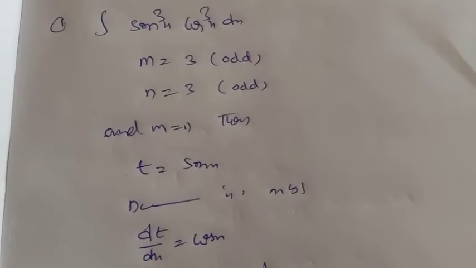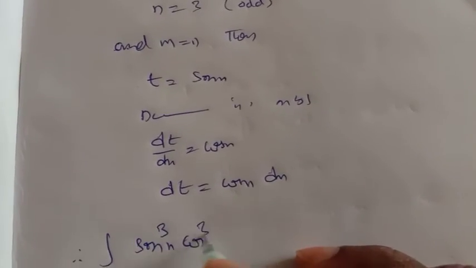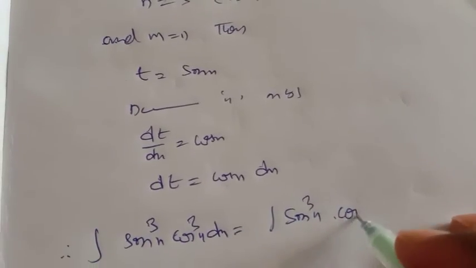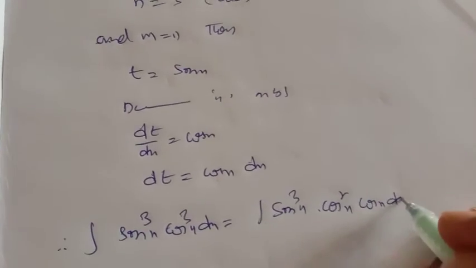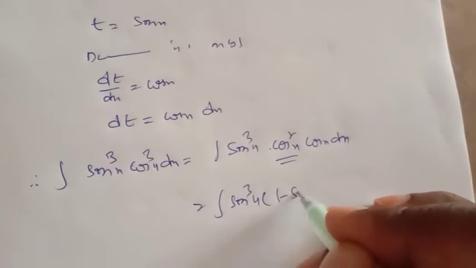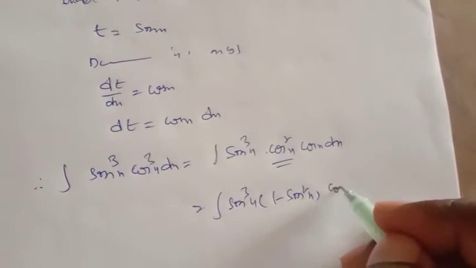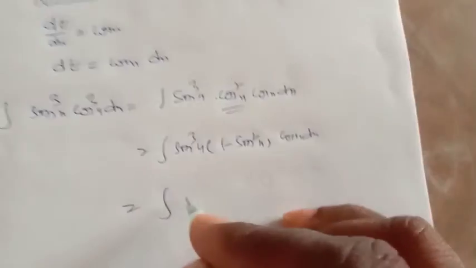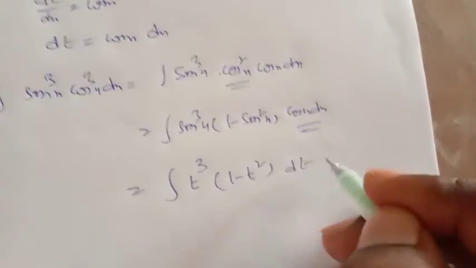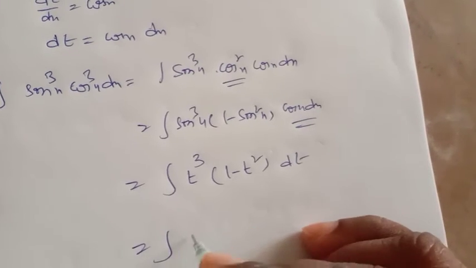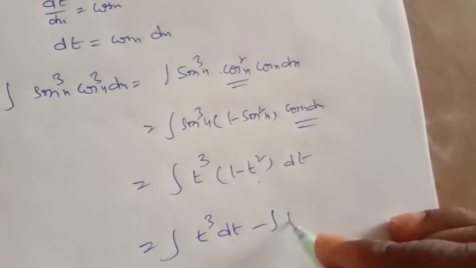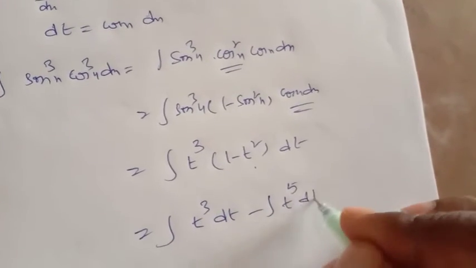Therefore the given problem is sin cube x into cos cube x into dx, that equal to sin cube x into cos square x into cos x dx, that equal to sin cube x into 1 minus sin square x into cos x dx. Here substitute the t value, that is t cube into 1 minus t square, and cos x dx equal to dt. Therefore multiply t cube into dt minus t to the power of 3 into t square, that is t to the power of 3 plus 2, that is t to the power of 5.